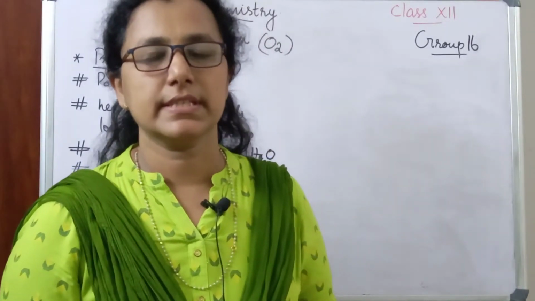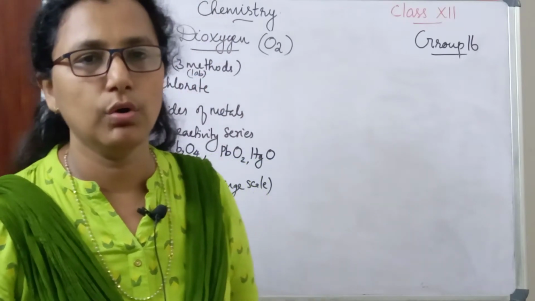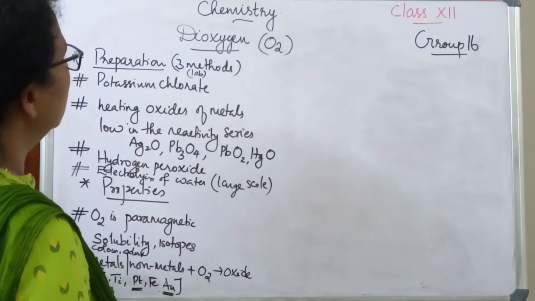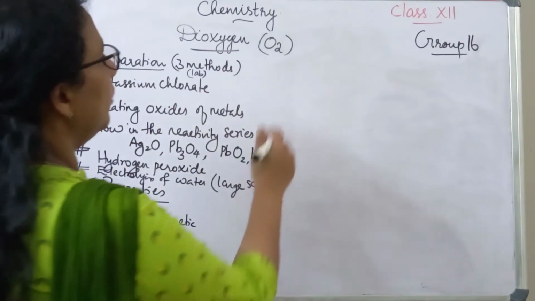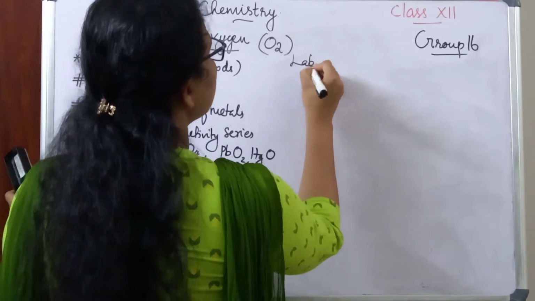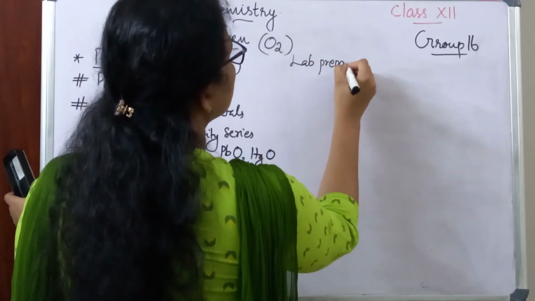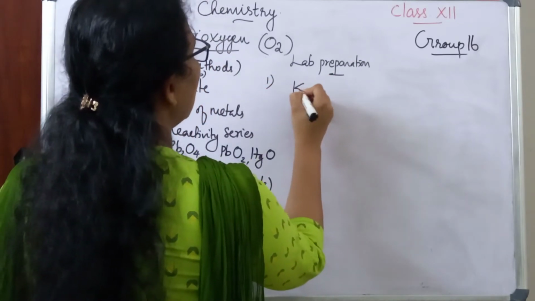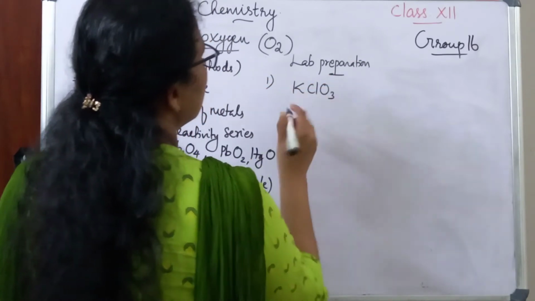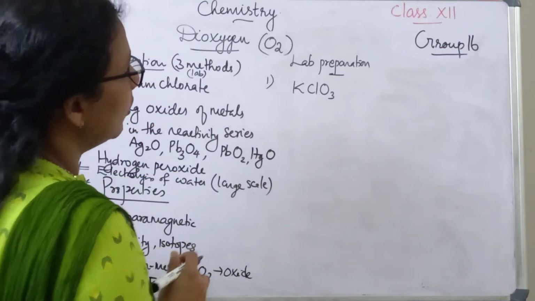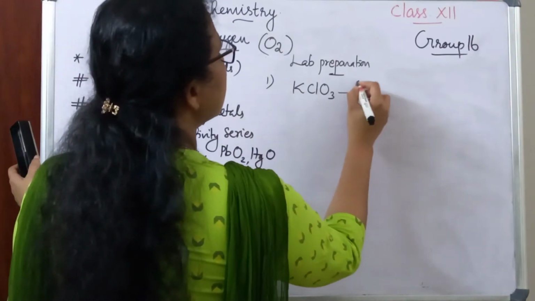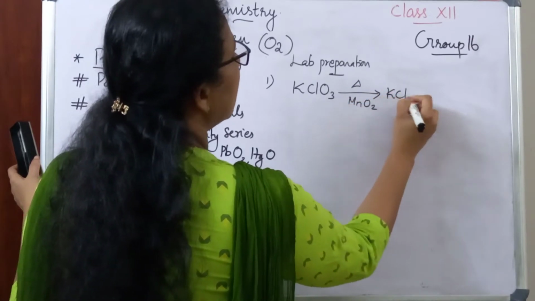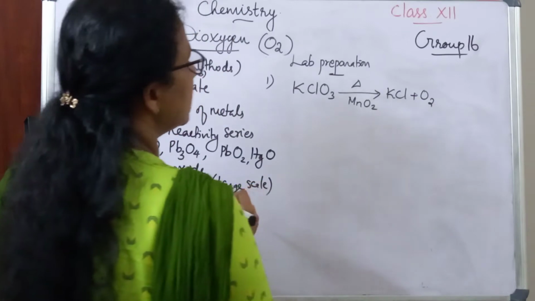Hello students, let us study about dioxygen or O2. First of all, let's see the preparation methods, how oxygen is prepared in the laboratory. The laboratory preparations are: first one is from potassium chlorate, KClO3. On heating potassium chlorate in presence of MnO2, it produces KCl and oxygen. So this is the first method.